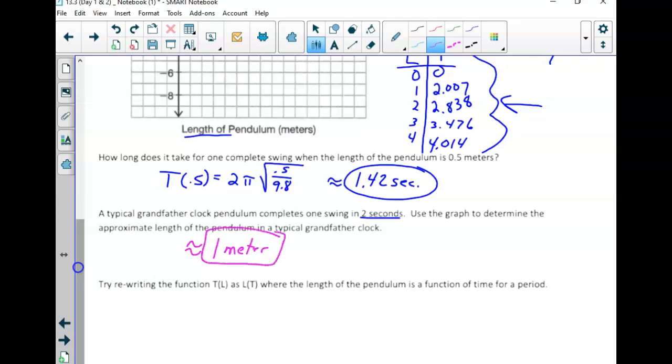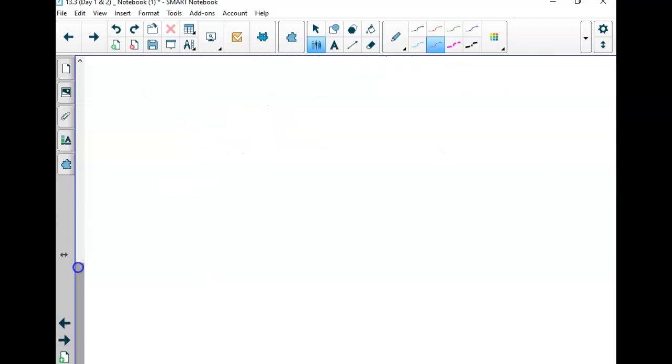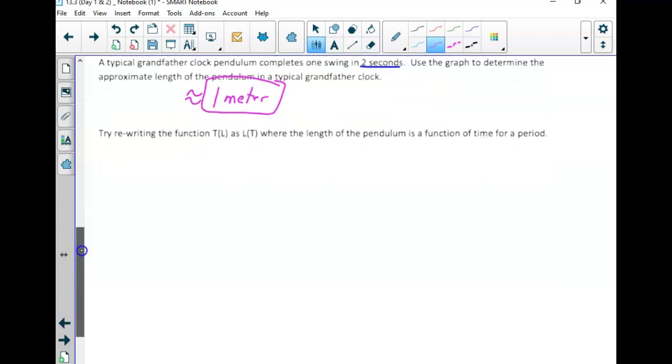The very last one says to try rewriting T of L as L of T. Don't overcomplicate this. Time equals 2 pi times the square root of the length divided by 9.8. We don't need to switch x and y. They're not saying find an inverse. They are saying rewrite the function as L in terms of t, whereas this is t in terms of L. So I'm going to solve this equation for L.